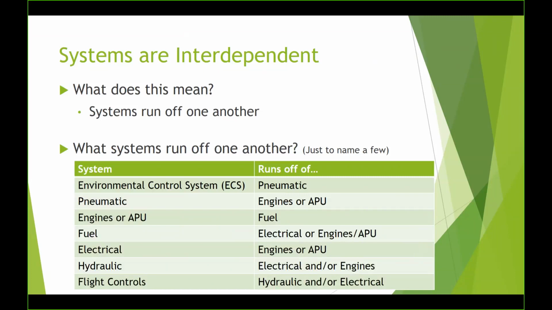The engines or the APU need fuel to operate, so they're going to get fuel from the fuel system. The fuel system needs to have something to run the pump, so it can have electric pumps, or it might have pumps that are run off the engines or the APU, motive flow type pumps or mechanical pumps. So the electrical runs off the engines or the APU. The hydraulics run off the electrical or the engines. Hydraulic pumps can be driven directly by the engines or might come off the electrical system. Flight controls run off of the electrical system or off of the hydraulic system. So you can see everything ties together.